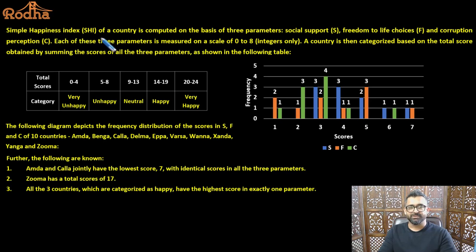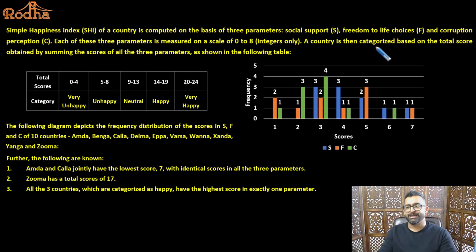Simple happiness index of a country is computed on the basis of the 3 parameters: social support, freedom of life choices, and corruption perception. Okay. This is S, F, and C in short. Each of these 3 parameters is measured on a scale of 0 to 8 integers only. That means 0, 1, 2, 3, 4, 5, 6, 7, 8.